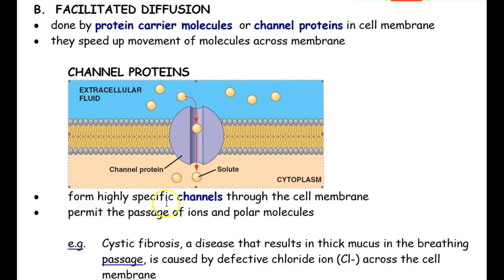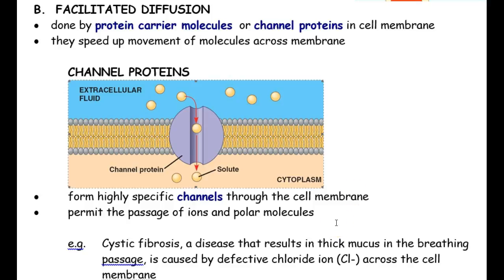Just remember that these channels, the tunnels, are going to be very specific. We don't want to just let any polar molecule or any ion through. They're going to be specific to the ion that they're trying to help into the cell, and that's another aspect of the cell membrane being selectively permeable.